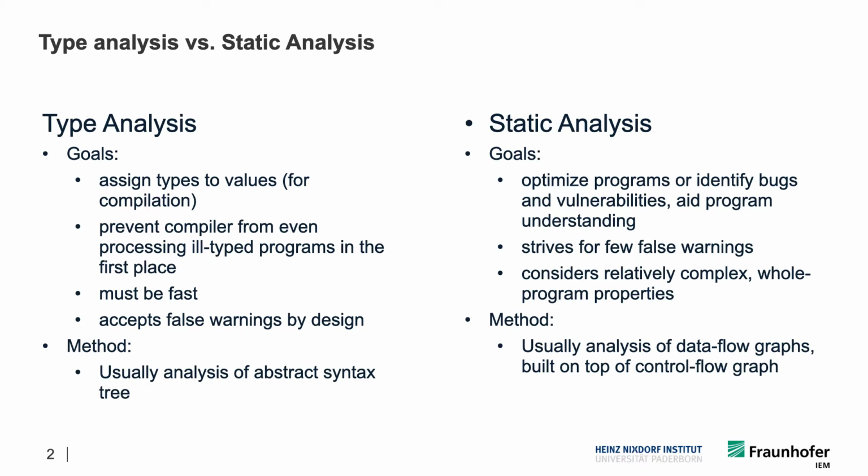And the method, like I explained in the previous week, is that usually in static analysis we analyze certain data flow graphs that are built on top of control flow graphs. So we've talked about control flow graphs already and how you can derive them, for instance, from an intermediate representation. And in the next 2 weeks, I will be showing you how from that you can derive so-called data flow graphs as well. And these then directly encode the program properties that you actually want to decide.